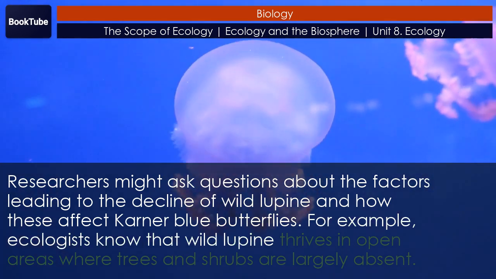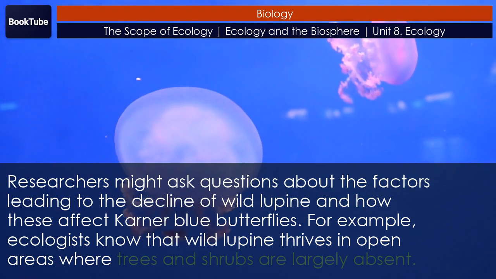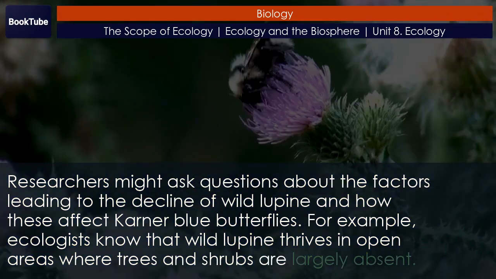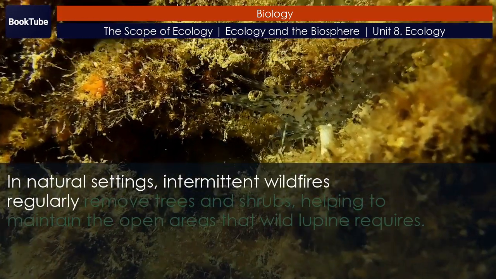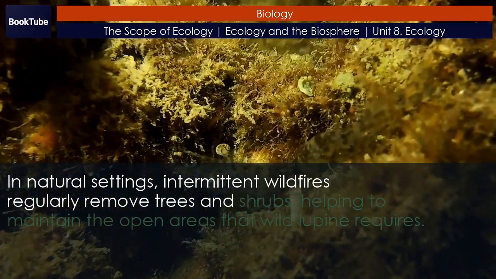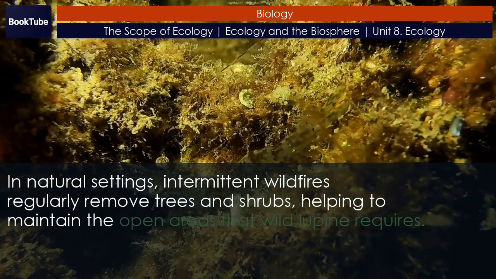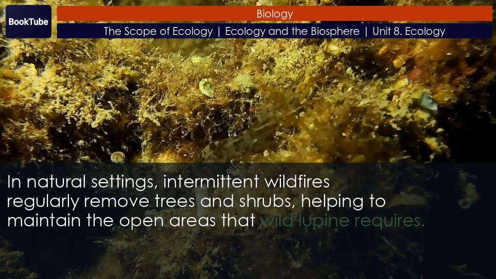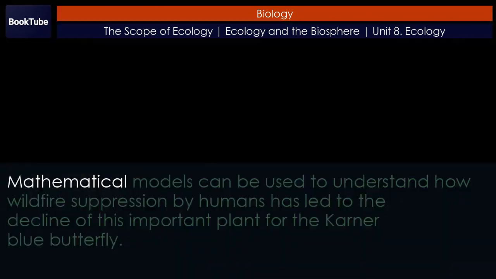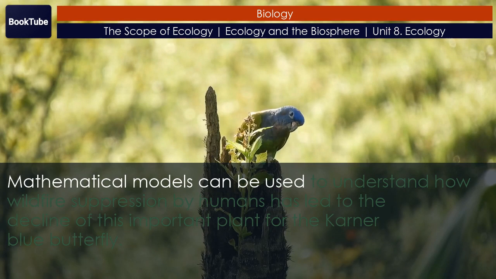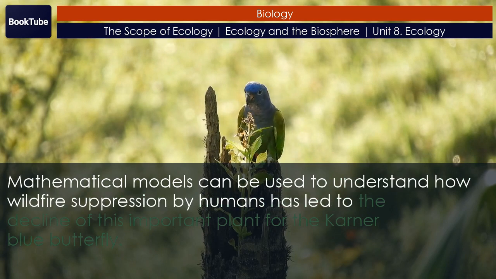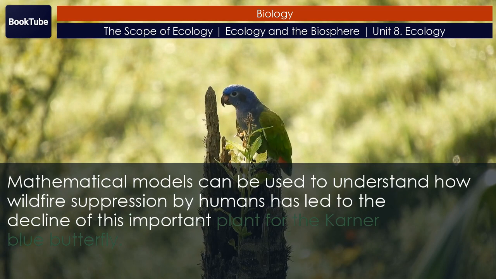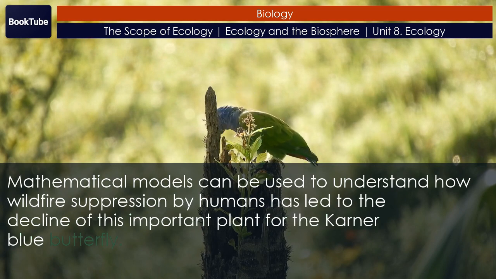Ecologists know that wild lupine thrives in open areas where trees and shrubs are largely absent. In natural settings, intermittent wildfires regularly remove trees and shrubs, helping to maintain the open areas that wild lupine requires. Mathematical models can be used to understand how wildfire suppression by humans has led to the decline of this important plant for the Karner blue butterfly.